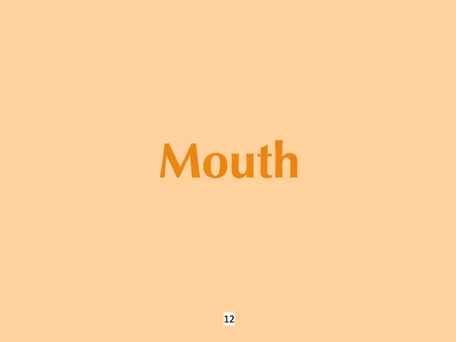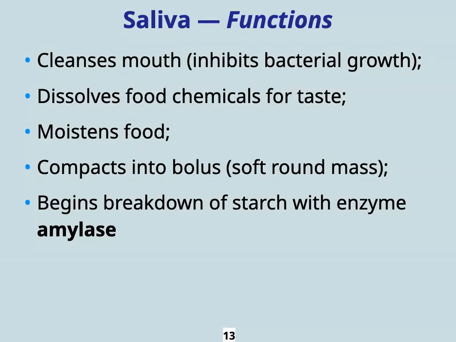Now we'll begin looking at each of the digestive organs in more detail, starting with the start of our digestive tract, our mouth. The saliva inside our mouth has a multitude of functions, including cleaning our mouth, inhibiting bacterial growth, dissolving food chemicals for taste, moistening the food and compacting it into a bolus for ease of swallowing. And also, it contains amylase for initiating the breakdown of starch, which is a form of carbohydrate.